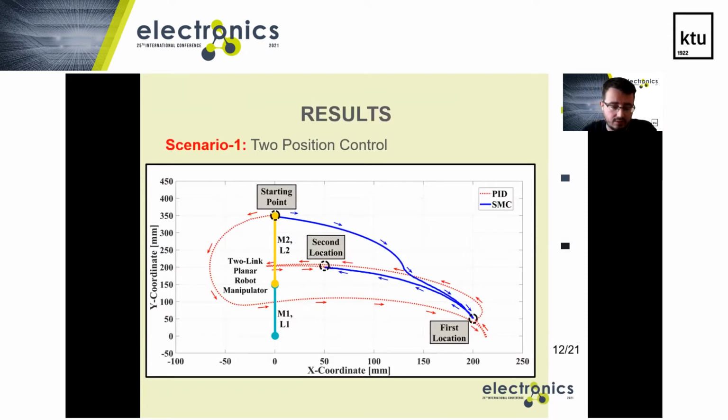When we check the results for the first scenario, two-position control, as you can see, the robot manipulator is put on the origin of the X and Y coordinate system. Under the same conditions, the blue line is the sliding mode control, and the red line represents the PID controller. When we compare these results, the sliding mode controller is more efficient than the PID controller at the same time.